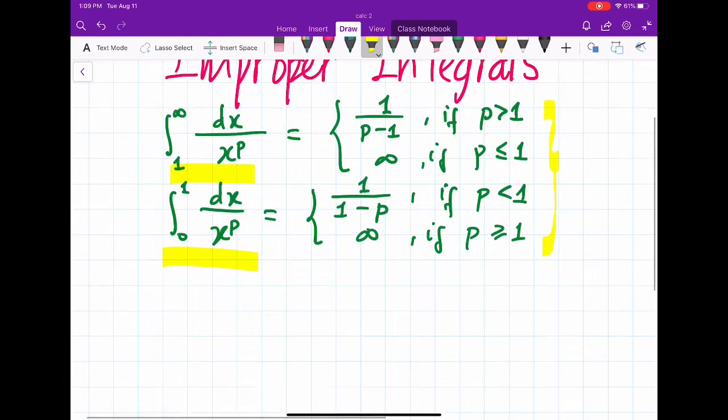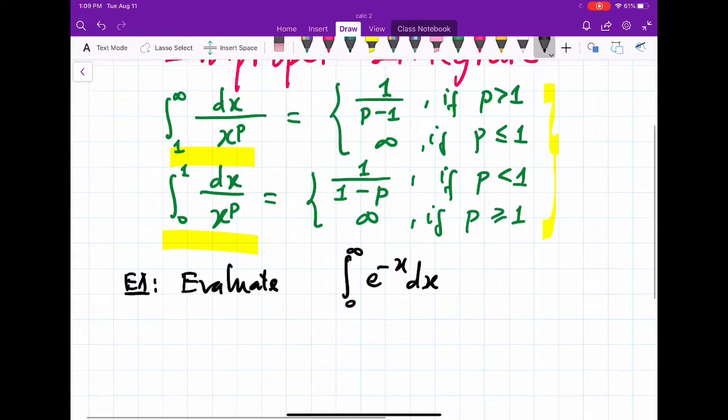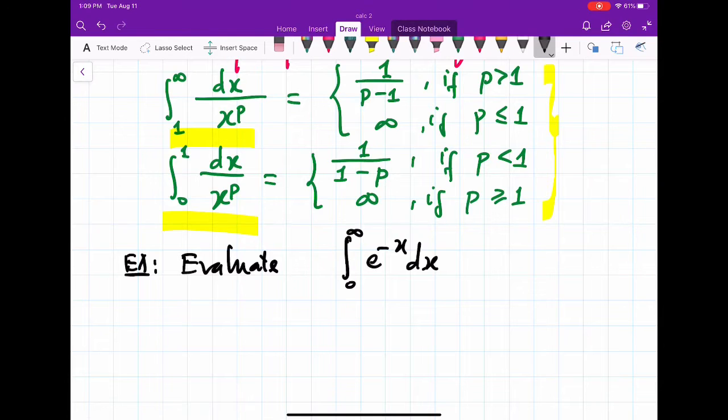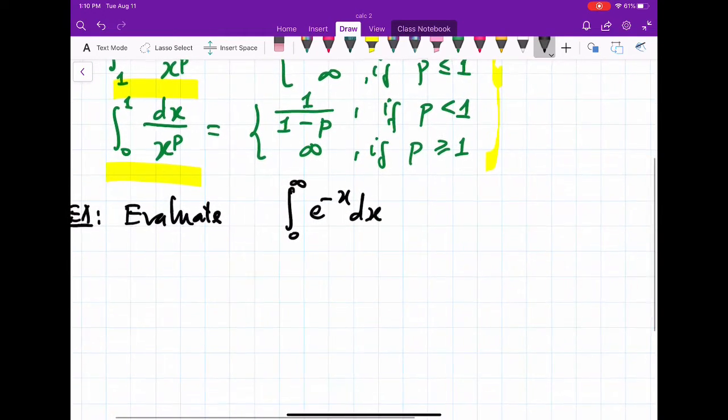Okay, let's consider the following one. We need to evaluate the integral from 0 to infinity of e to negative x dx. So from the previous lecture, we see, yeah, this integral converges, right? And now let's use the definition to show that.